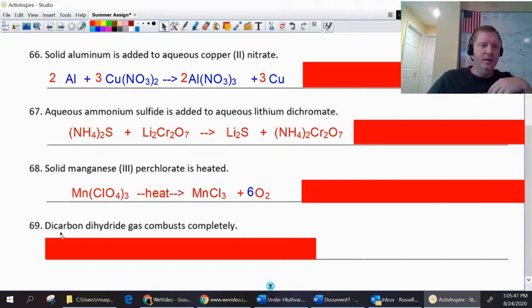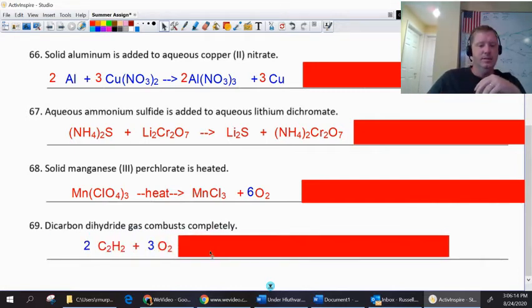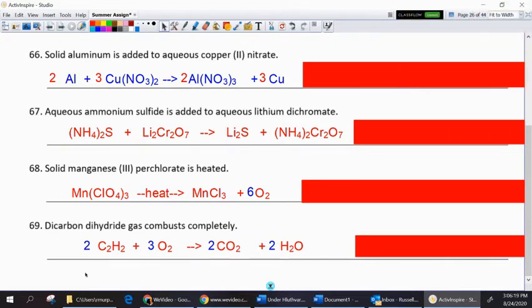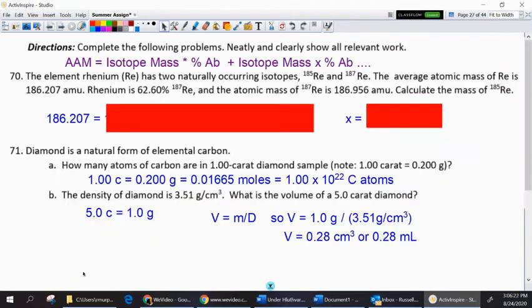And then we have dicarbon dihydride combusts completely. So this is a combustion reaction. Combustion reactions are when a hydrocarbon reacts with oxygen. It could go one of two directions. If there's plenty of oxygen, we have complete combustion, which we do here. It makes carbon dioxide and water. If there's a limited supply of oxygen, then it makes carbon monoxide and water. So since this is a complete combustion, it makes carbon dioxide and water, and then it gets balanced. There we go. Next page.